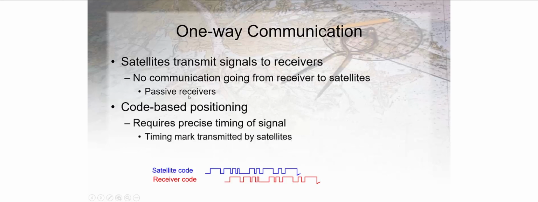Now, our receivers, again, are passive. But what it requires is we have to have this precise timing mark. So one of these codes is listed as a timing mark. And when that timing mark is matched up, you actually know how long it is.